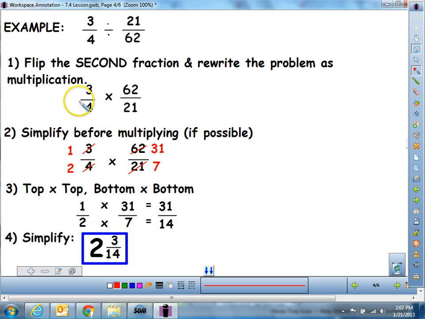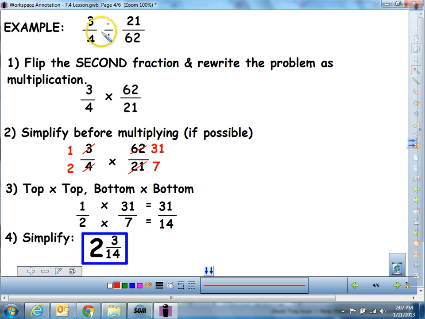So for example, when I have 3/4 divided by 21 over 62, the first thing I want to do is flip the second one. Really what I'm doing is multiplying times the reciprocal. That's why we learned our reciprocal yesterday. So I'm going to flip it and rewrite it as multiplication. So this one stays the same. Notice it was 3/4. It is 3/4. I change it from division to multiplication. And instead of 21/62, now I have 62 over 21.